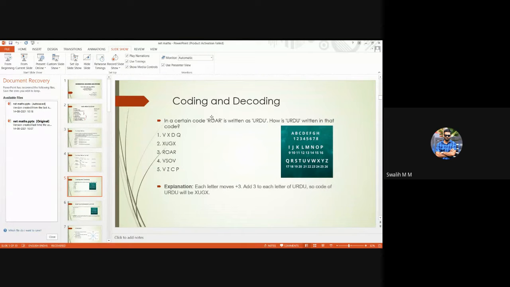Now, for that, it is good if you write down the alphabets, and below the alphabets, the corresponding numbers of these alphabets. That will help you decode this word. First, you have to check how the given code works. How ROAR is written as URDU. R becomes U, that is three letters increasing. Don't stop there. Check the second letter also. O is becoming R. Again, three increase. So the increase is constant. So we can use that.